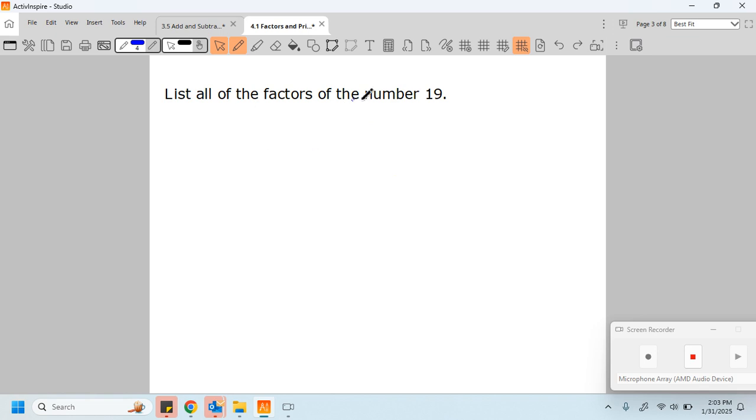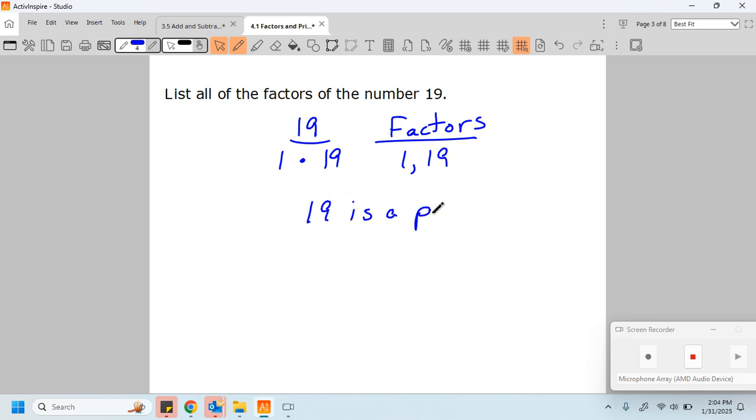Now we want to find all the factors of the number 19. Well, we start off with 1 times 19, and then that's it. So the only factors of 19 are 1 and 19. What that means is that 19 is a prime number. Prime numbers are numbers whose only factors are 1 and that number.